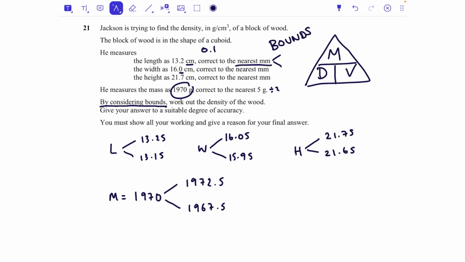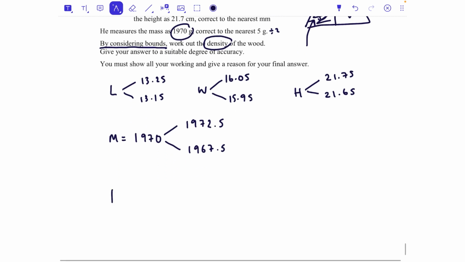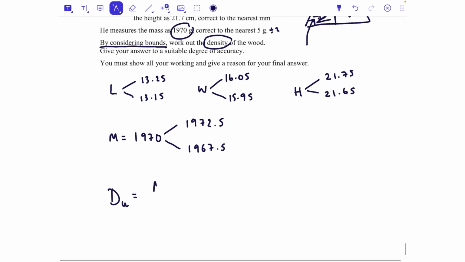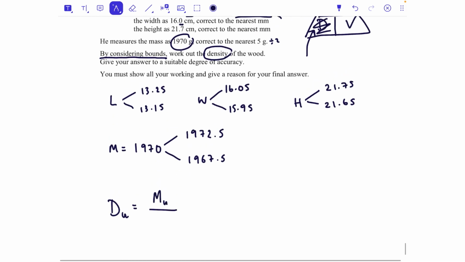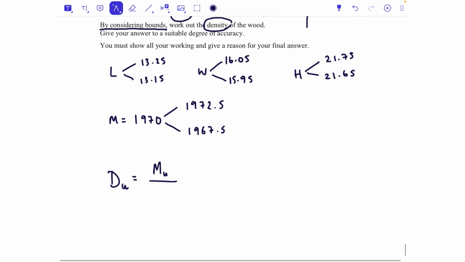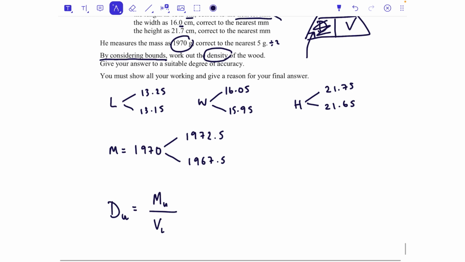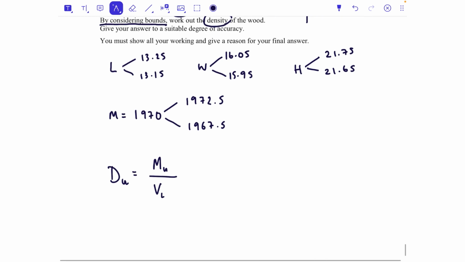Now, if we are calculating the density, we would be covering up this and doing mass divided by volume. So for the upper, density upper, we are doing the biggest mass, so mass upper, divided by the smallest volume. Because remember, when you're dividing, you want to divide by as little as possible to keep your answer as big as possible. And so the density lower is going to be the mass lower divided by the volume upper.